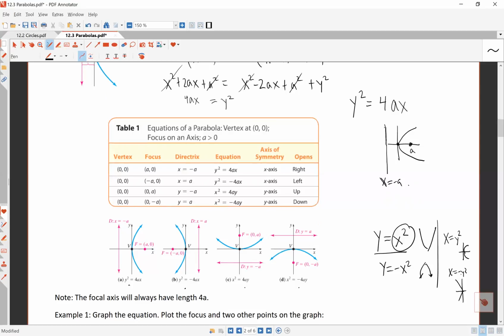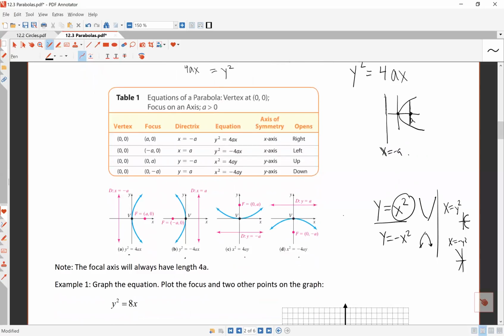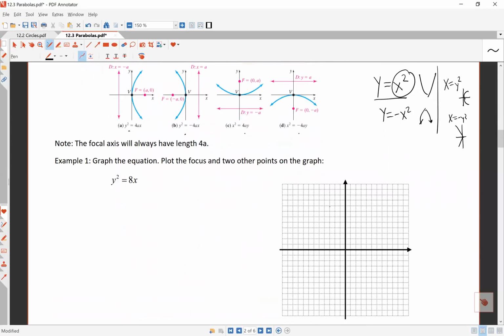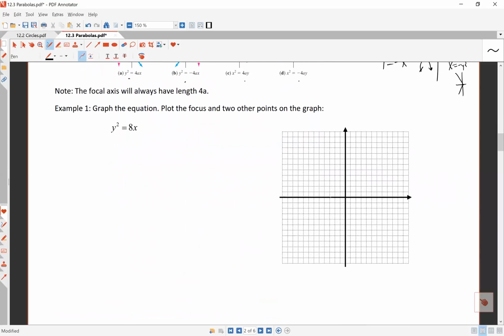Notice that the focal axis is this axis right here, and it always will have length of 4a. And we'll see that throughout this. So here's an equation. We want to plot the focus and 2 other points on the graph. Y squared equals 8x.